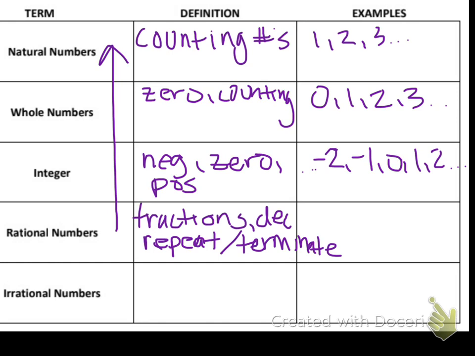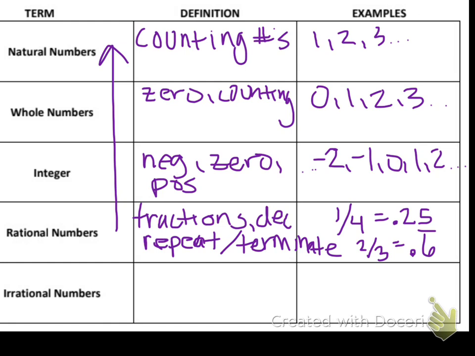As far as some examples for your fraction, 1/4, there you go, there's a fraction. This is also an example of your terminating decimal because it ends. 2/3 is a fraction that correlates to the decimal 0.6 repeating. So that would be an example of a fraction that repeats with a pattern.